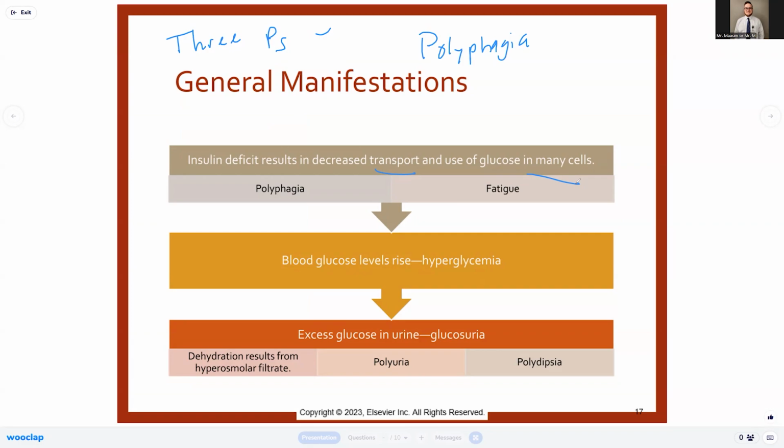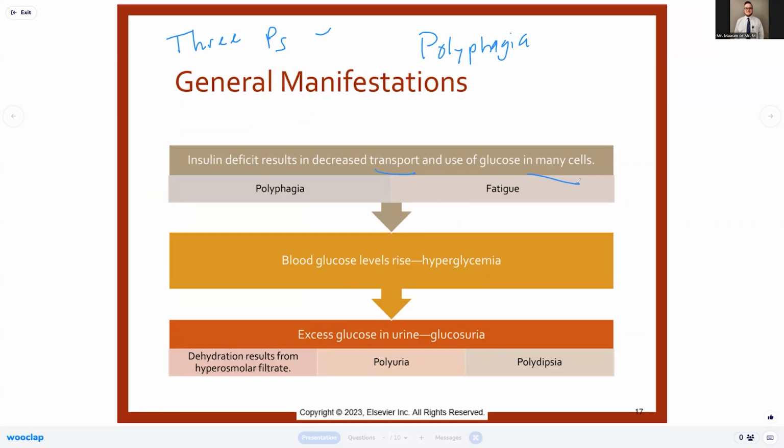So the 3 Ps are always the symptom-wise manifestations. Polyphagia, why are we hungry? Well, we're hungry because no matter how much we eat, the glucose is not getting utilized for energy. So our body doesn't understand. Our body just tries to make us more hungry to get more glucose because that's what our body thinks the problem is. We're going to have excess glucose in the urine, causing glucosuria.